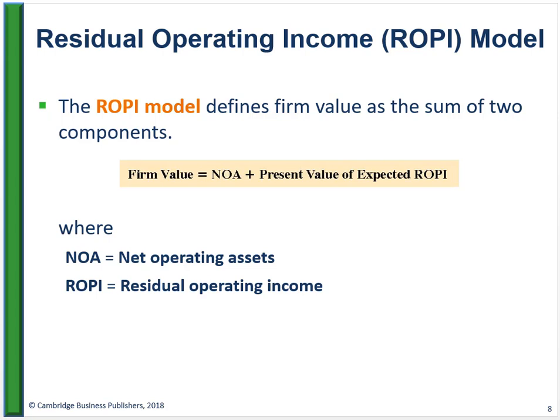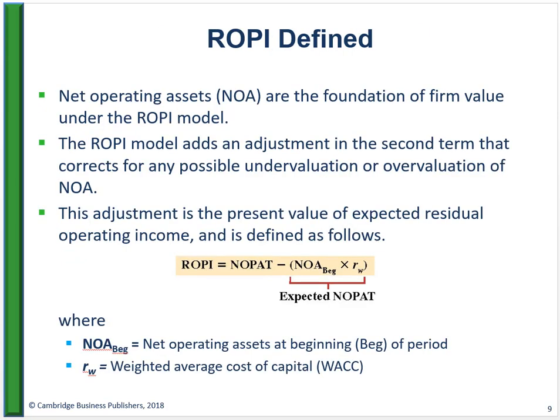Okay, so let's look a little bit deeper here at some terminology. The net operating assets are the foundation of firm value. Again, I mentioned that was comparable to the book value of equity. And to that, we're going to add adjustments to the second term that correct for any possible undervalue or overvalue of net operating assets. So this adjustment is the present value of expected residual operating income, and is defined with this formula here, which we see highlighted.